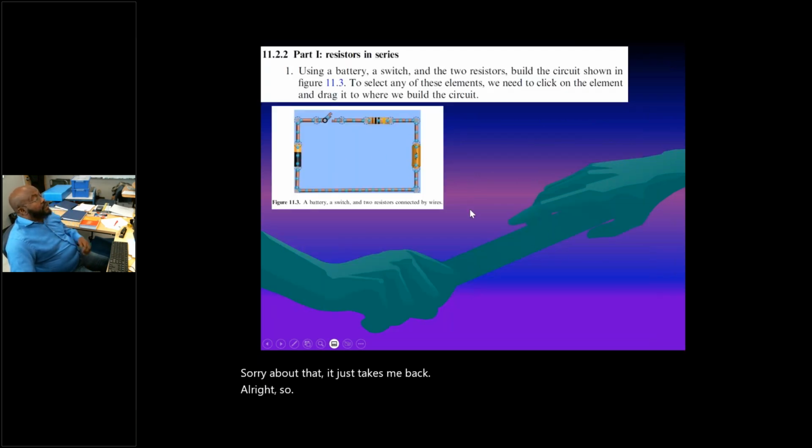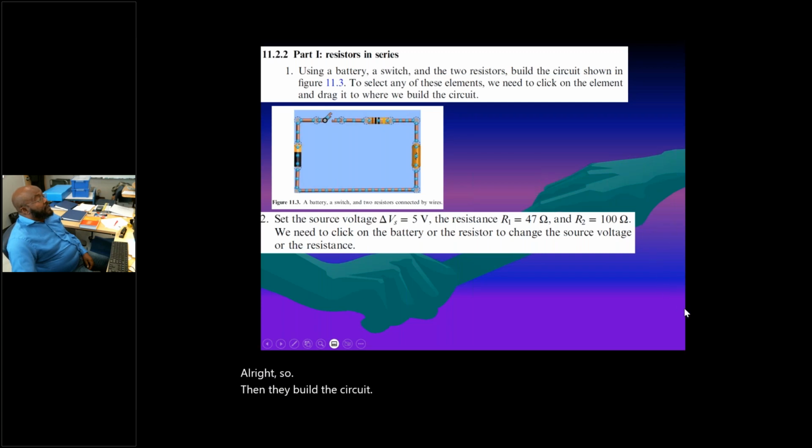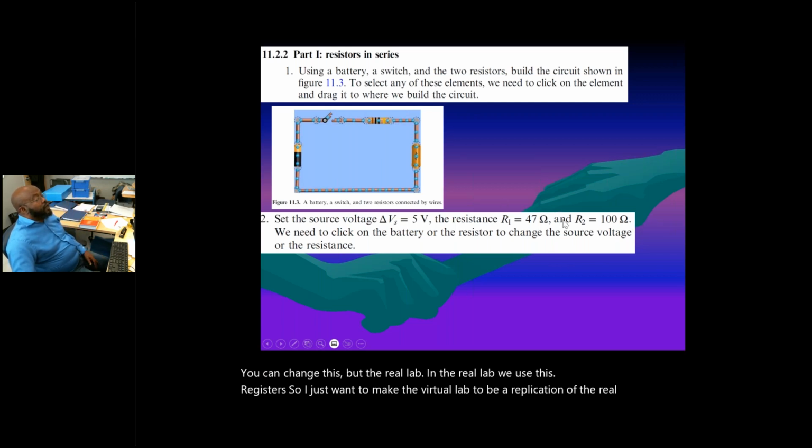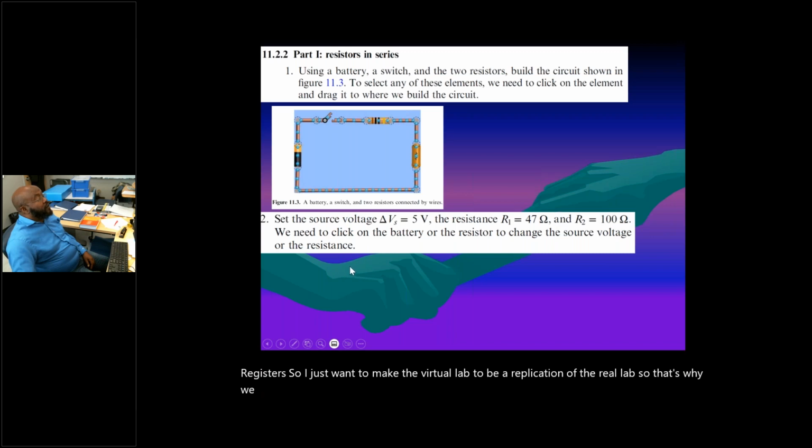Then they build the circuit, and then they need to set the source voltage to 5 volt and the resistors: the first resistor to 47 ohm, the second to 100 ohm. You can change this, but in the real lab, we use these resistors. So I just want the virtual lab to be a replication of the real lab. That's why we selected these values.